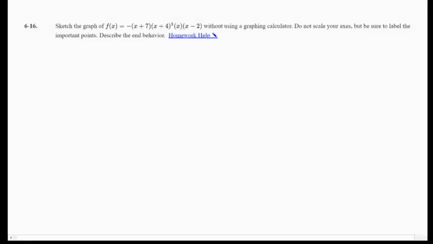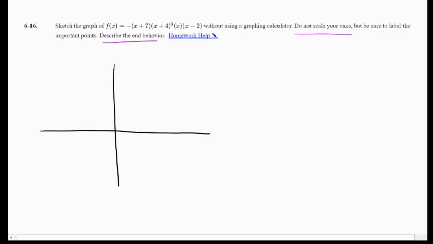You're asked to sketch the graph of this polynomial function without using a graphing calculator. Don't scale your axes, but be sure to label important points and then describe the end behavior. So on this one here, the first thing I'm going to do is find all my x-intercepts.